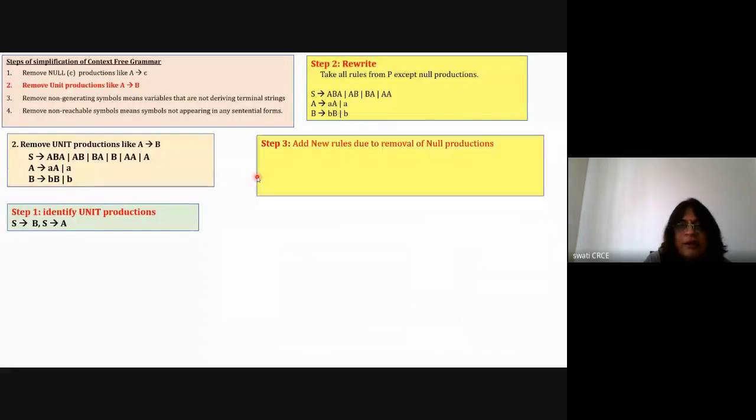Now you identify the unit productions. So S is equal to capital B. Take the first unit production. Okay, here it is not null, it is unit. And this is also a unit production.